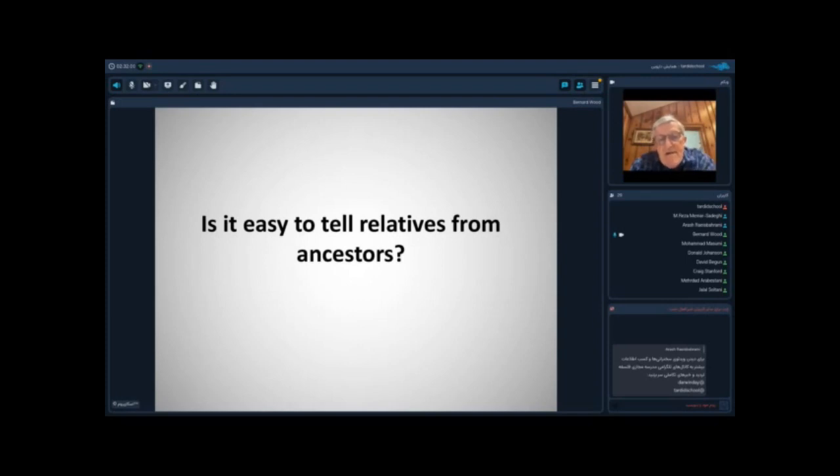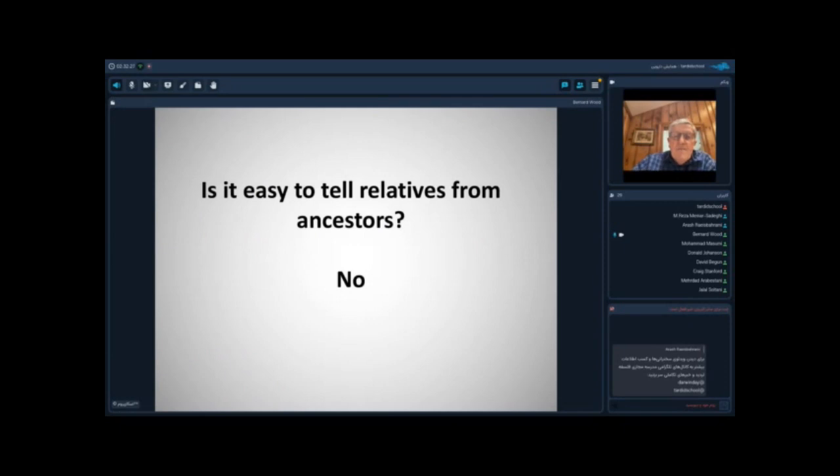So is it easy to tell close relatives from ancestors? Now, I've been very definitive about telling you which of the people in those images are my ancestors and my relatives, because I have evidence, which is written evidence. But in the absence of that historical evidence, how do you tell close relatives from ancestors? And the answer is it's rather difficult if you're trying to use the skeleton to answer that question.